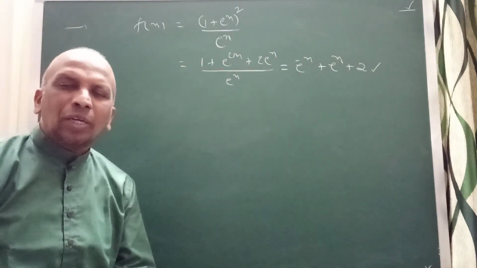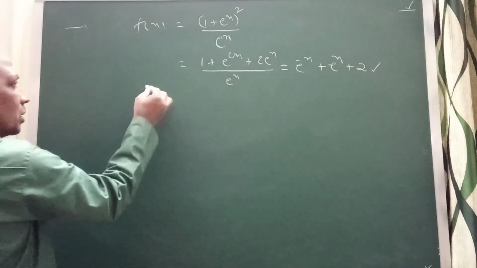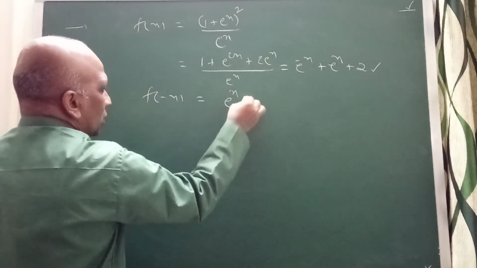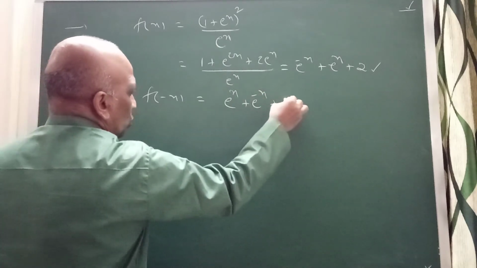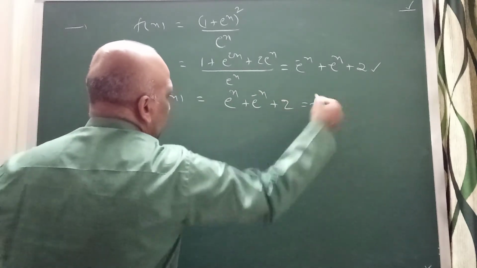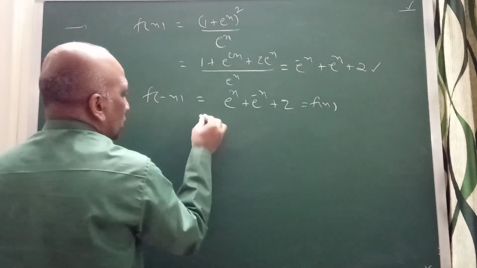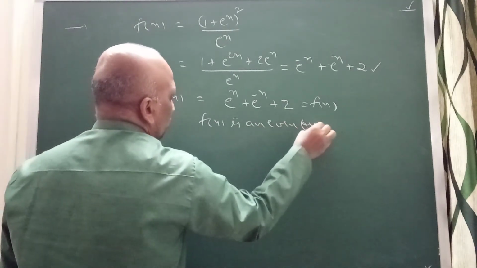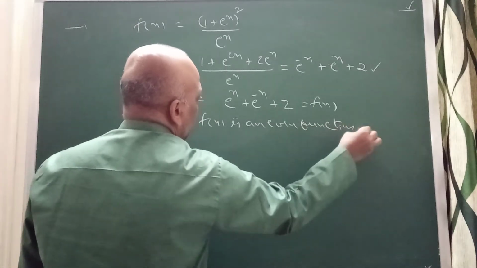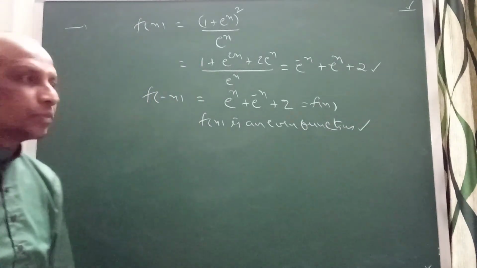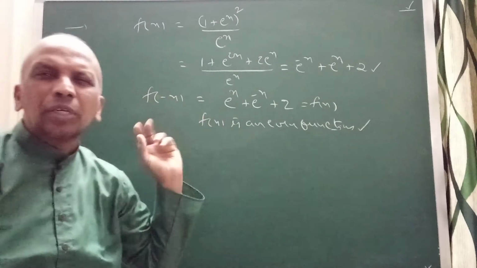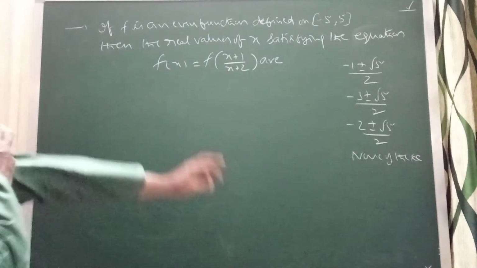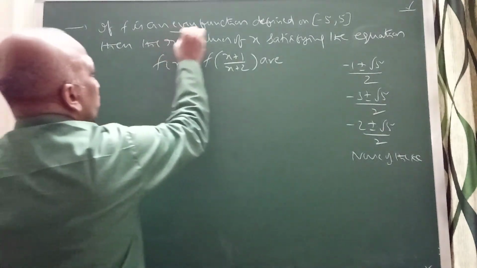Now to verify even or odd, replace x with minus x, f of minus x. So minus of minus x is x. So this is minus x plus 2, there is no change, which is equal to f of x. f of minus x equal to f of x, therefore f of x is an even function. So this is an even function, right? You can easily verify this. The given f is an even function.